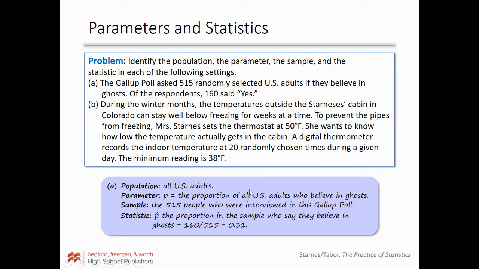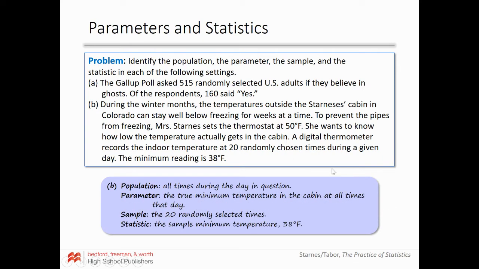For situation B, during the winter months, the temperature outside the Starnes cabin in Colorado can stay well below freezing for weeks at a time. To prevent the pipes from freezing, Mrs. Starnes sets the thermostat at 50 degrees Fahrenheit. She wants to know how low the temperatures actually get in the cabin. A digital thermometer reads the indoor temperature at 20 randomly chosen times during a given day. The minimum reading is 38 degrees Fahrenheit.